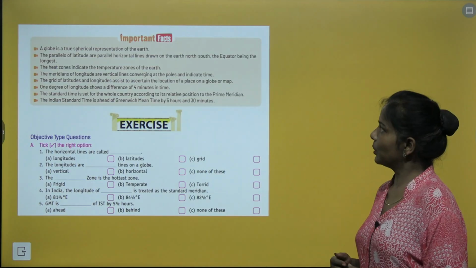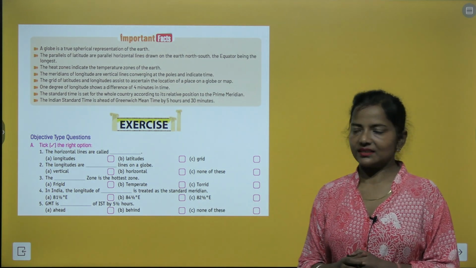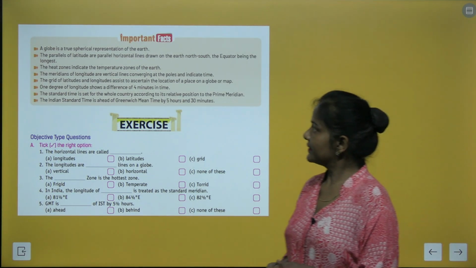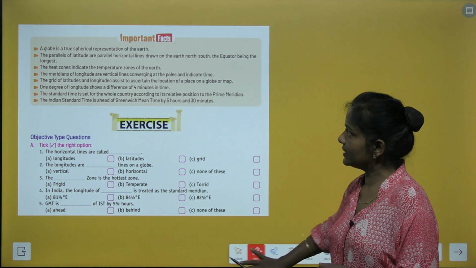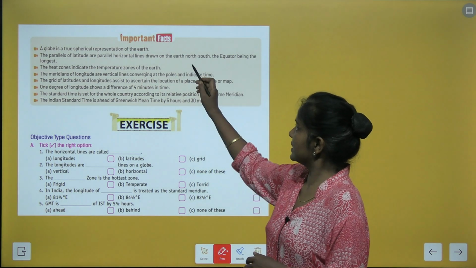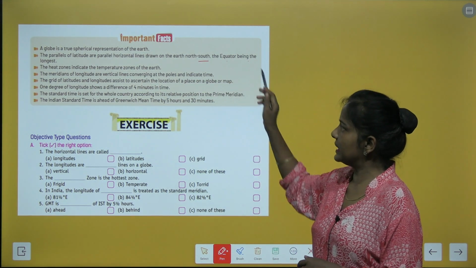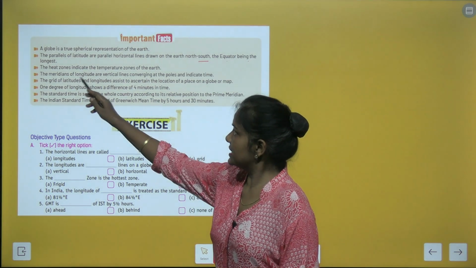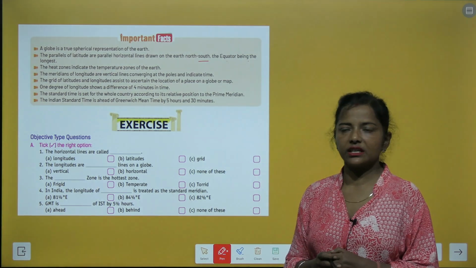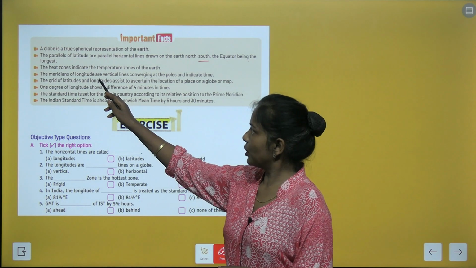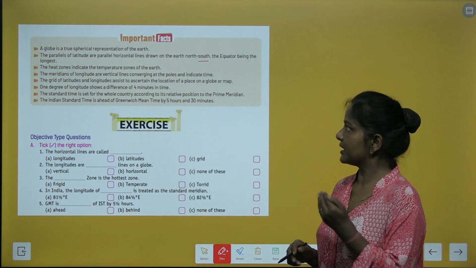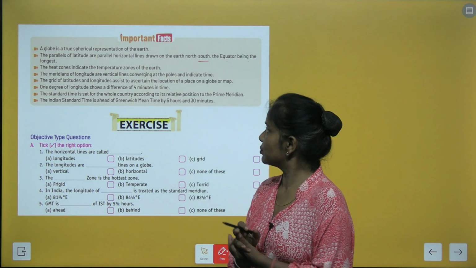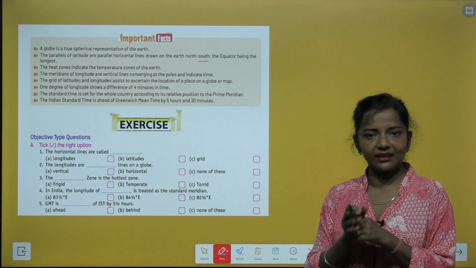Okay, children? Now, the important facts. A globe is a true spherical representation of the Earth. The parallels of latitude are parallel horizontal lines drawn on the Earth east-west, the equator being the longest latitude. The heat zones indicate the temperature zones of the Earth. The meridians of longitude are vertical lines converging at the poles and indicate time.